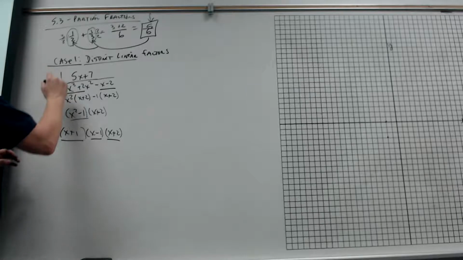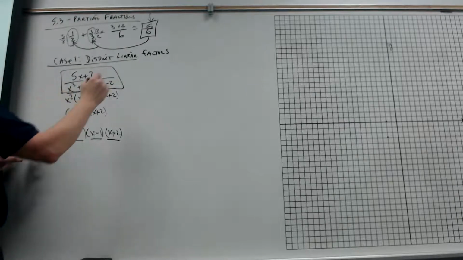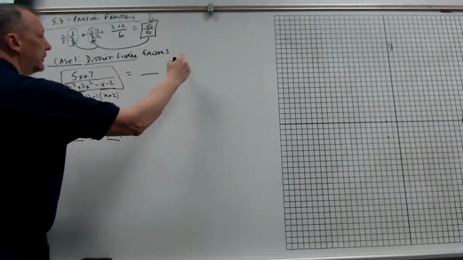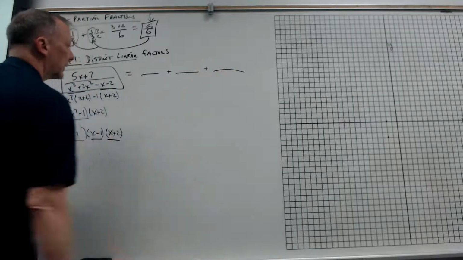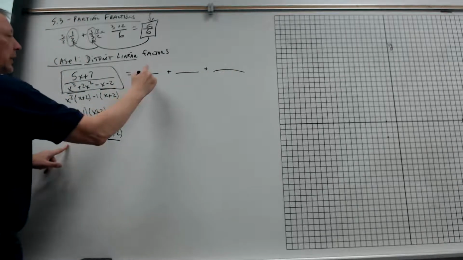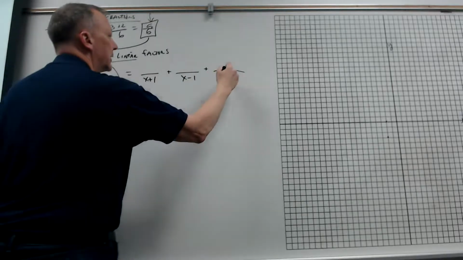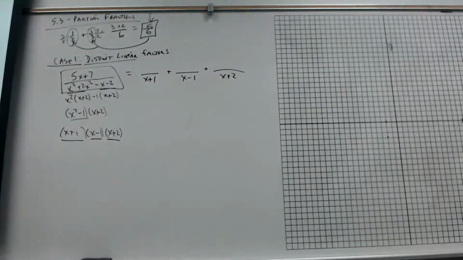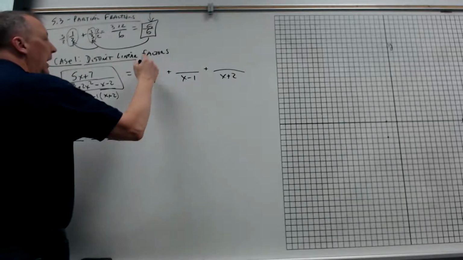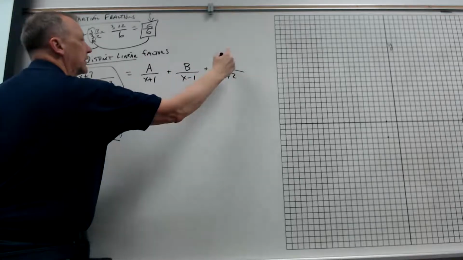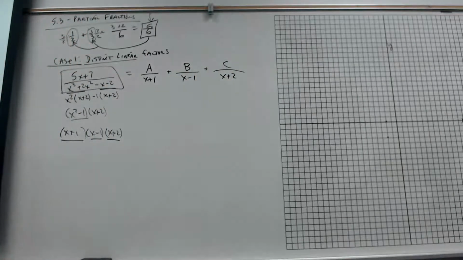So if I go back to this original thing here, what I'm going to do is break this up into 3 fractions. Okay? x plus 1, x minus 1, and x plus 2. So we're going to break this up into what the original factors were. Now, I'm going to put an A here, a B here, and a C here. Okay? This is case number 1.